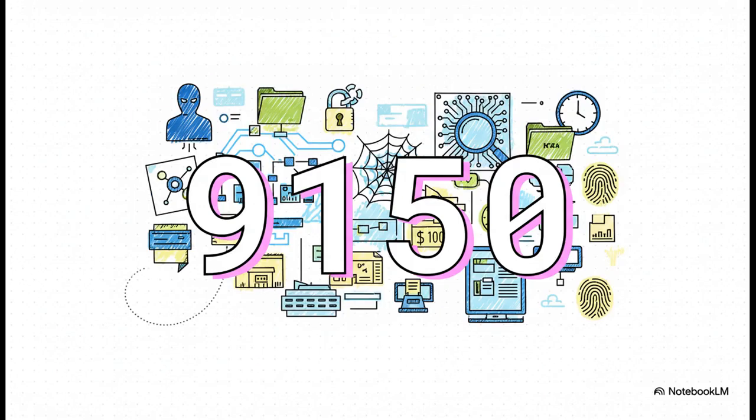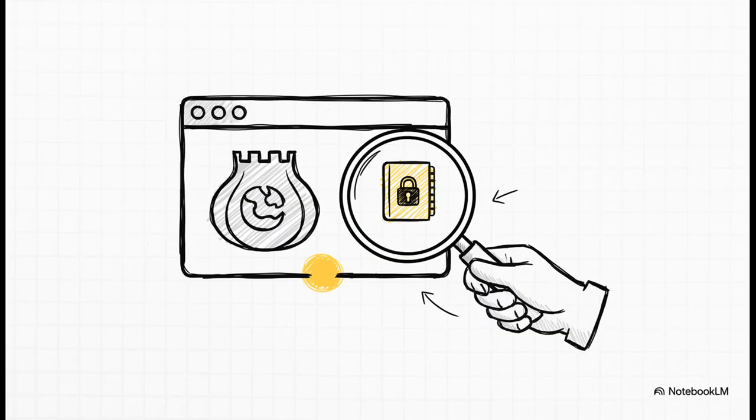This number, 9150. That is the default port that Tor uses to do its thing. Seeing traffic on port 9150 is like a giant flashing red light. It's a huge piece of evidence telling the investigator, yup, you're in the right place. Okay, so once they have a strong suspicion, the real digging begins.